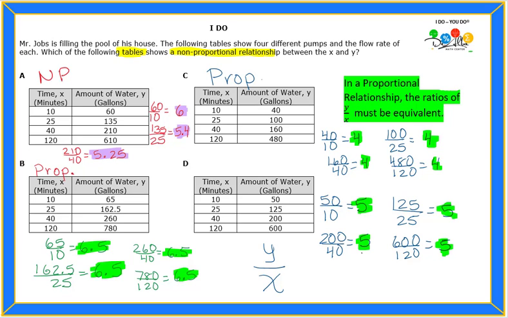So notice how letter A was the only one that gave me all different numbers. Therefore, my non-proportional relationship is going to be letter A, right? So in a table, you have to divide the Y over the X. Very good.